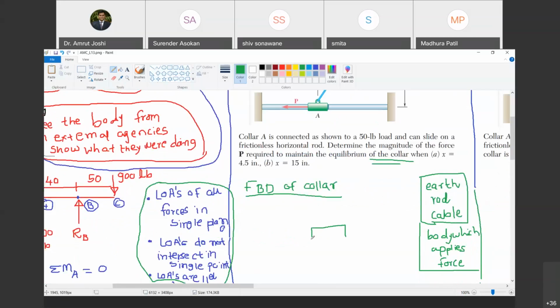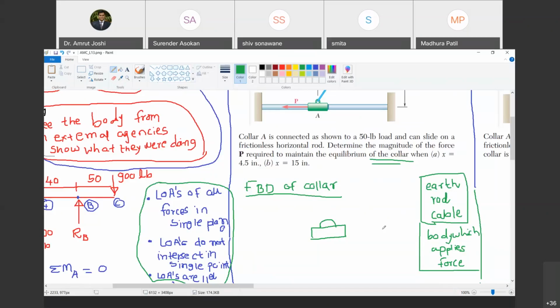Okay, one thing at a time. Now earth is external. So if I free the body from earth, I have to show what the earth must have been doing on the collar. Do you agree with me? Yes, sir. So earth must be pulling the collar by its own weight. Earth must be applying a gravitational pull on this collar corresponding to its mass. Do you agree with me? Yes, sir. But is the mass mentioned anywhere? The mass of the collar is not given anywhere.